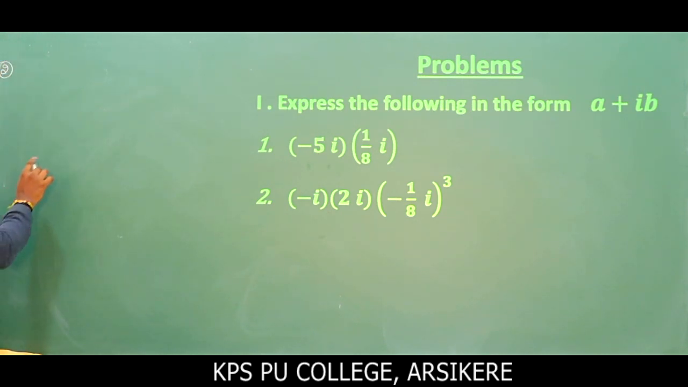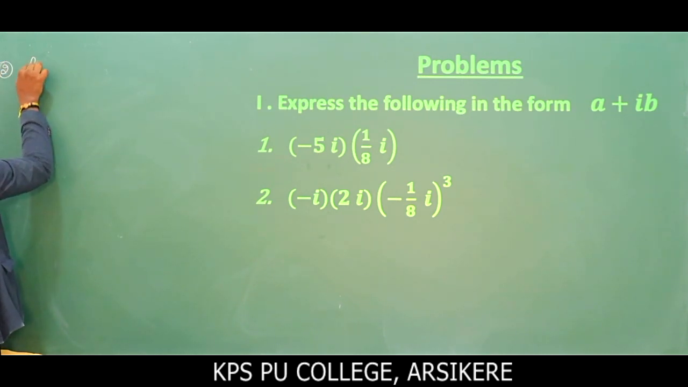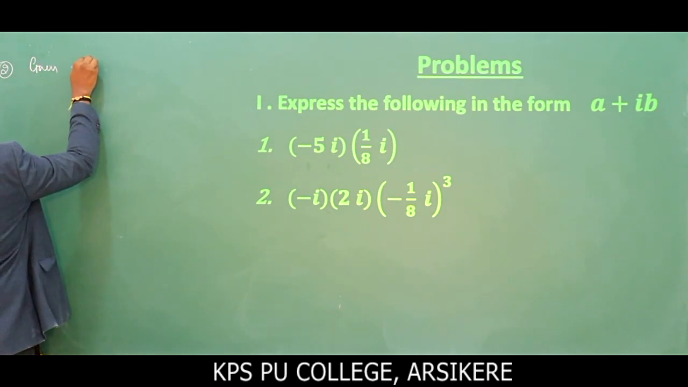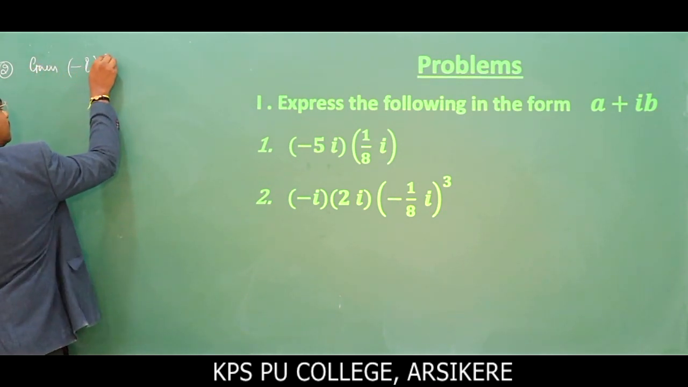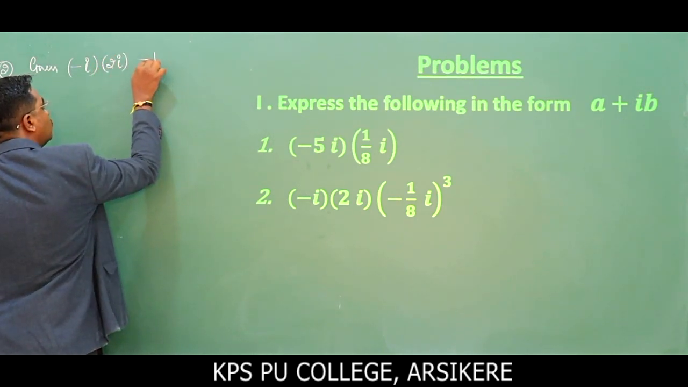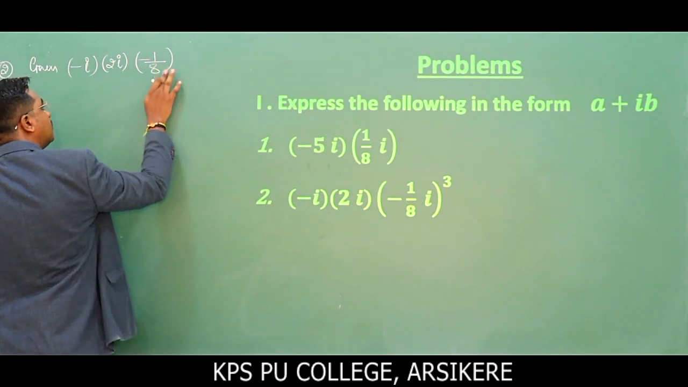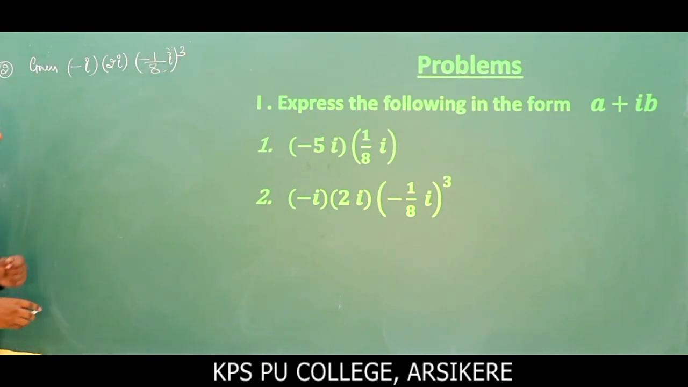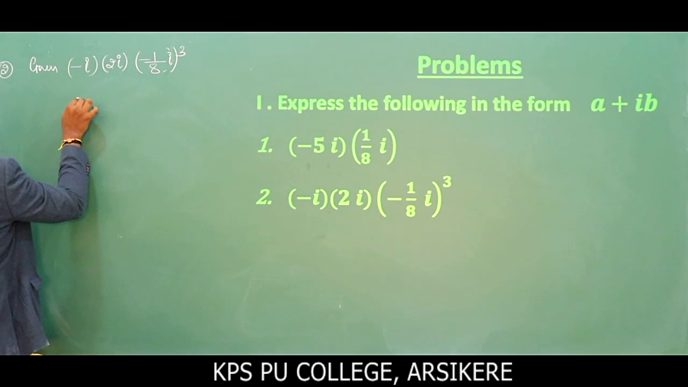Second question. Given minus i into 2i minus 1 divided by 8 into i whole power 3. How do we simplify this? Very simple, look: minus into plus becomes minus 2.